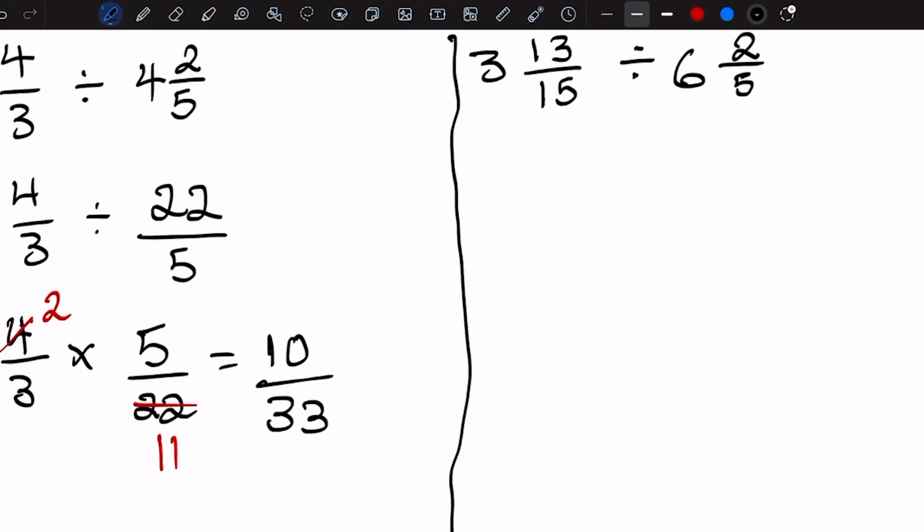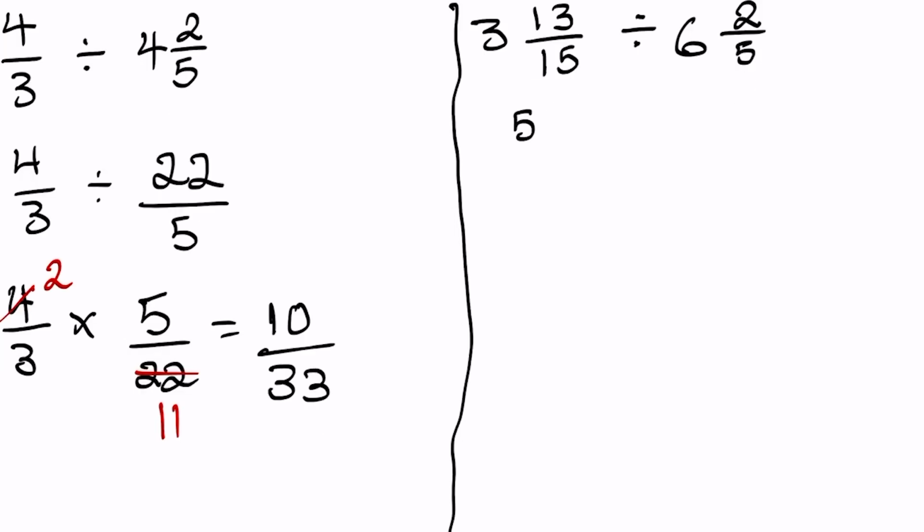So let's change these mixed numbers into an improper fraction. 3 times 15, that's how much? That's 45. So 45 plus 13, we know that's 58. Remember, make your calculator your best friend. I'll just put that back over 15. Divided by 6 times 5, that's 30, and then 2, that's just going to be 32 over 5.